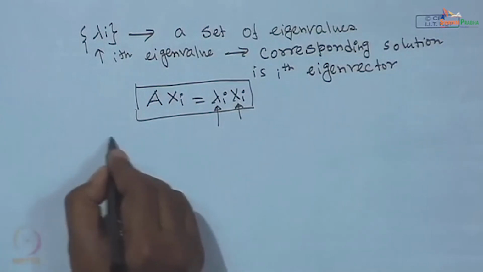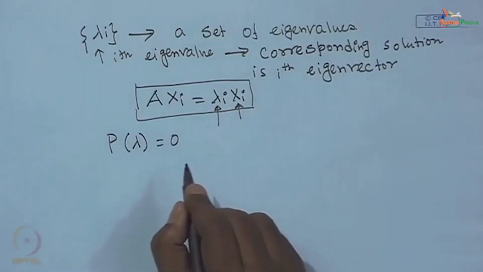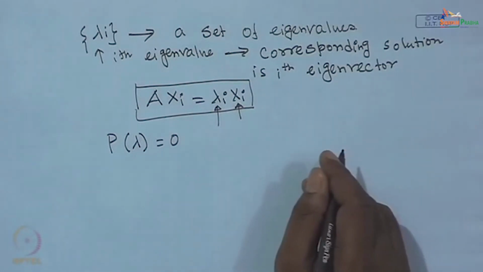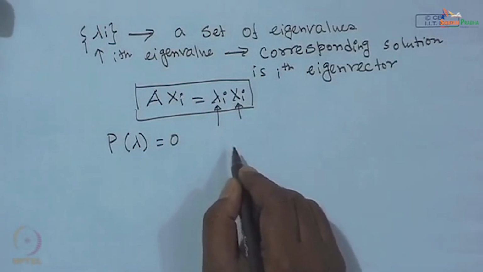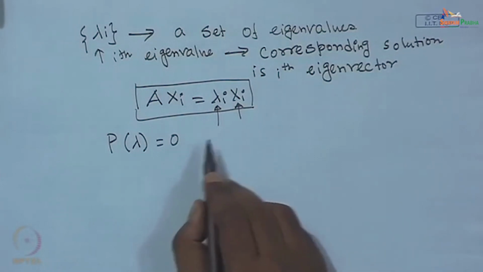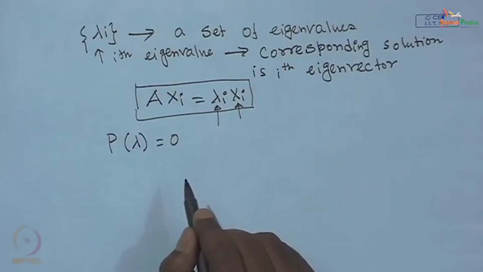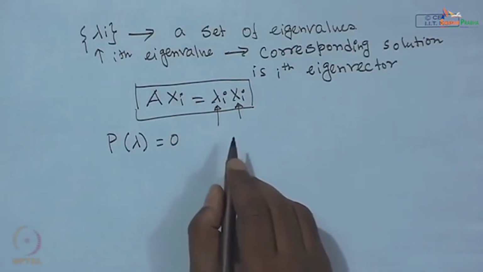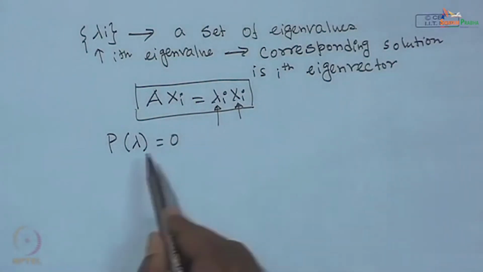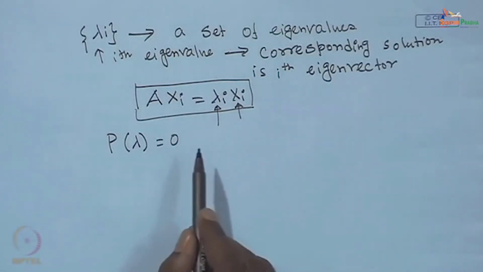Now, if we look into the characteristic equation p of lambda is equal to 0, if we are talking about a 5 component system, then you will get a 5 into 5 square matrix, and the degree of this polynomial will be 5. So, you are going to expect 5 roots from this polynomial, or 5 eigenvalues. If A is a 10 into 10 matrix, we get a characteristic equation of degree 10, and there will be 10 eigenvalues.